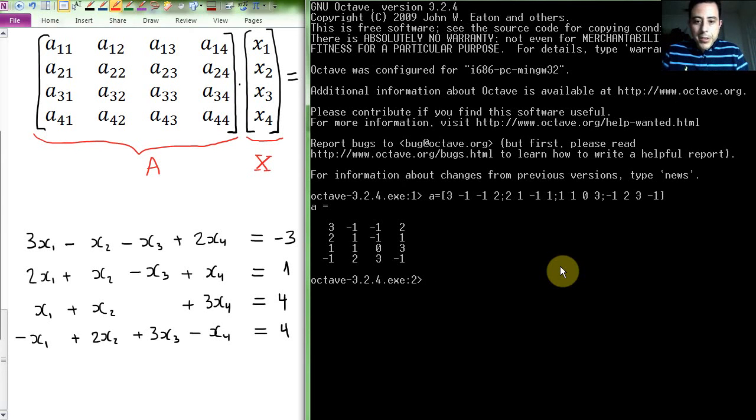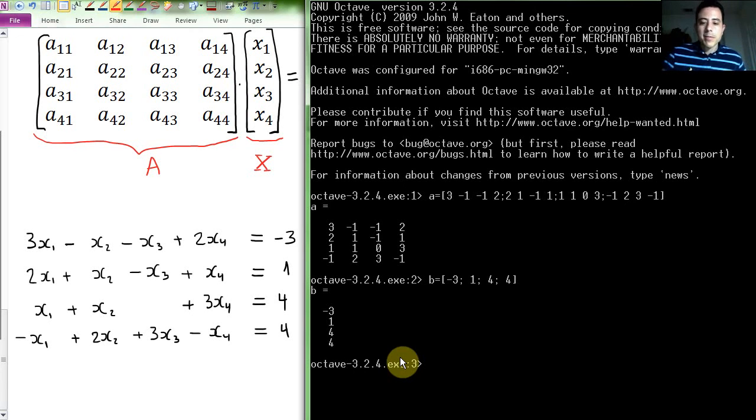Now let me enter the matrix B. B has to be a column matrix, so it has 4 rows. I put the first row, -3, semicolon, second row is 1, semicolon, 4, semicolon, 4.